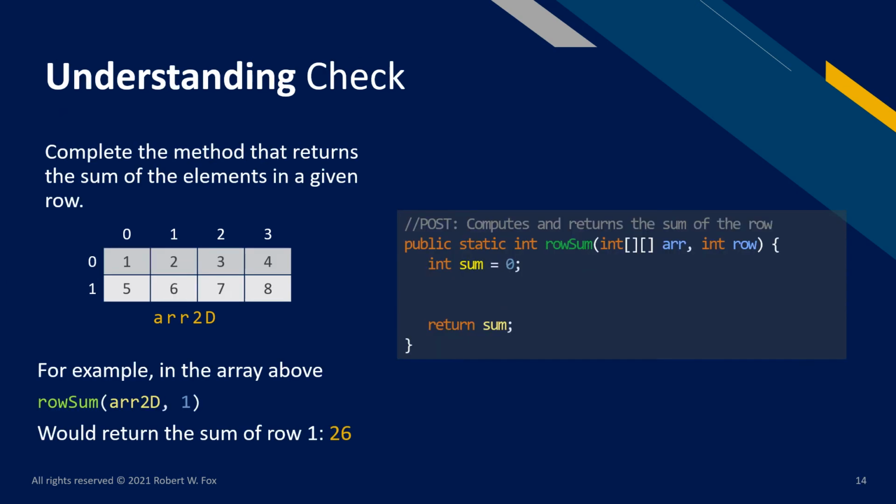All right, time for an understanding check. So what I've got here is a partially completed method called row sum. And row sum has two parameters. One is a 2D array, and then the other is a row number. And the purpose of the method is to compute and return the sum of the row. So for example, here in the lower left, if I said row sum array 2D 1, the method would add up row 1 and return the result of those numbers added together, which in this case is 26.